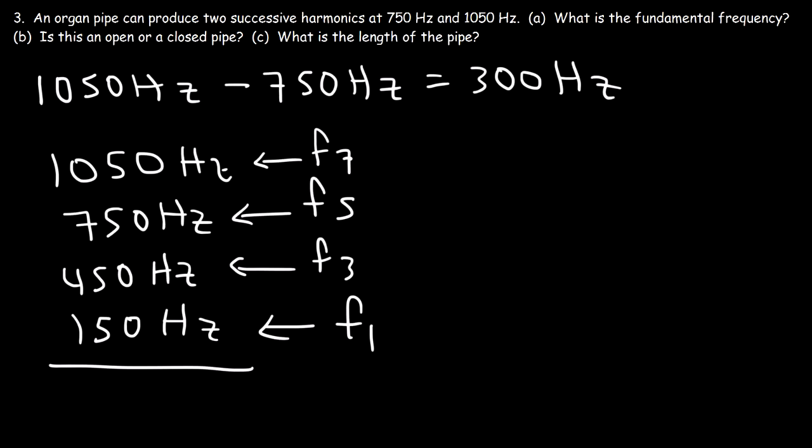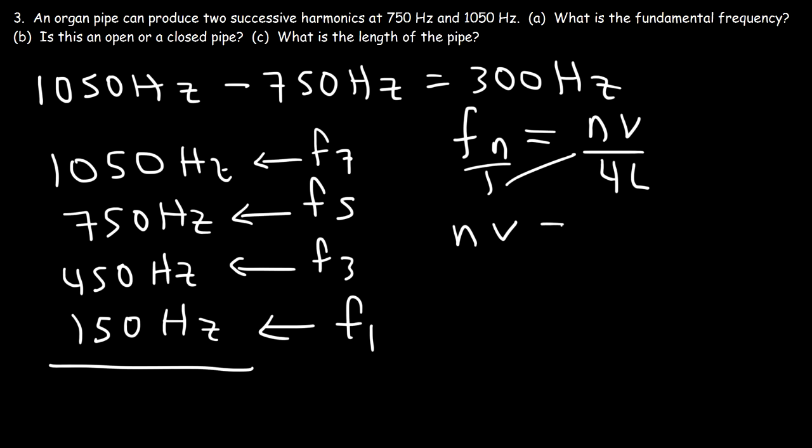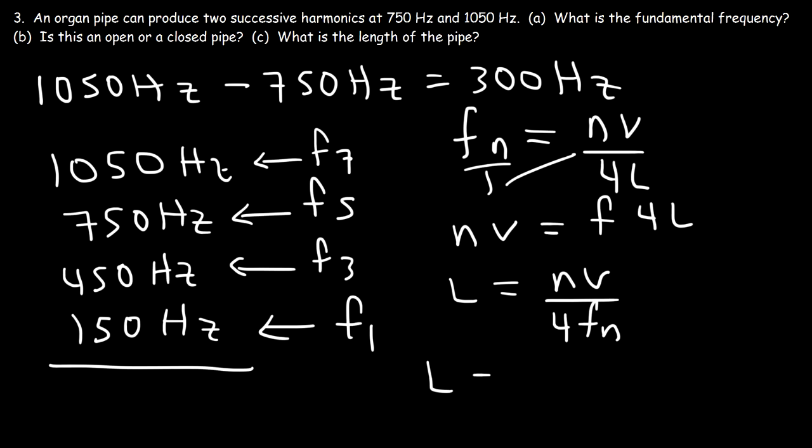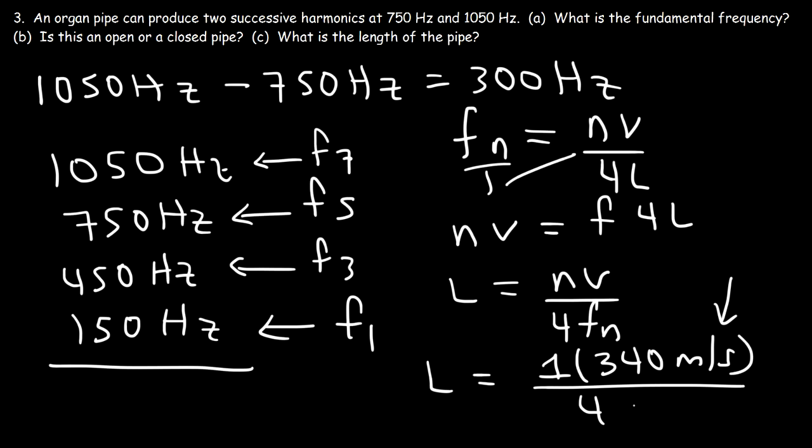Now let's move on to part C. What is the length of the pipe? So let's start with this equation. The frequency is nv over 4L for a closed pipe. So let's cross multiply. This is going to be nv, and that's equal to the frequency times 4L. So L is going to be nv divided by 4 times the frequency. So let's use the fundamental frequency where n is 1. So v, let's use 340 meters per second. I didn't specify the temperature, but you can adjust the speed accordingly for different problems. So we'll stick to the same speed that we've been using. And the fundamental, we see that it's 150. So it's going to be 340 divided by 4 times 150, which is basically 600. And so the length of this pipe is 0.567 meters. And so that's it for this problem.